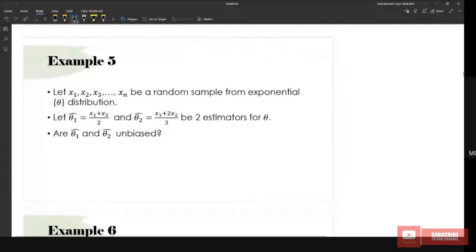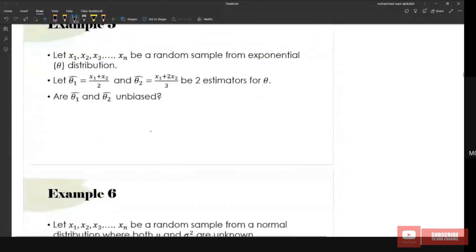So example number five, we have let x1 until xn be a random sample from an exponential distribution with parameter theta again. So let theta 1 hat be equal to (x1 plus x2) divided by 2, and theta 2 hat be equal to (x1 plus 2x2) divided by 3, be two estimators for theta. So we want to know whether theta 1 hat and theta 2 hat are unbiased.